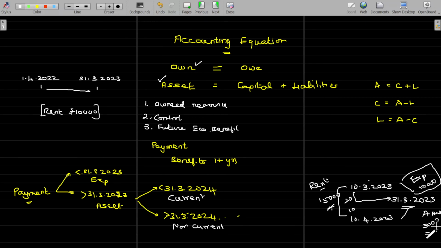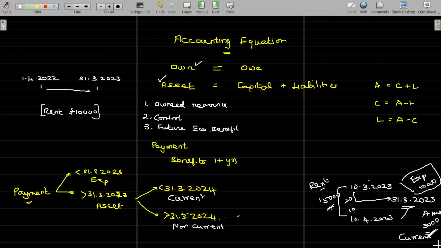Only a matter of 10 days after this year. Then what sort of asset is it? Definitely it is an asset. And now the question is, what sort of asset is this? Current assets or non-current assets? This is current assets because from the end of 31st March, you can enjoy the benefit within another 1 year. Then it is called current. This will be called a current asset.